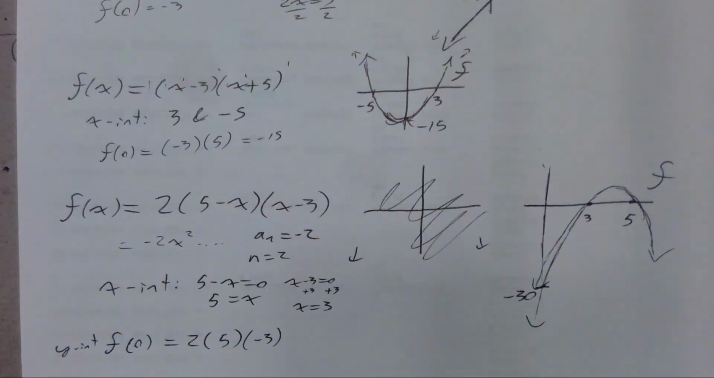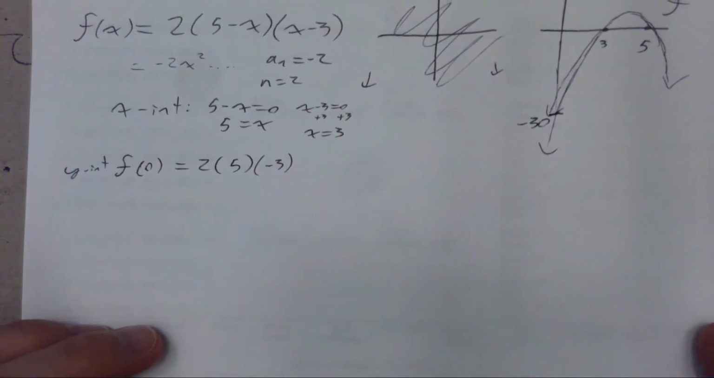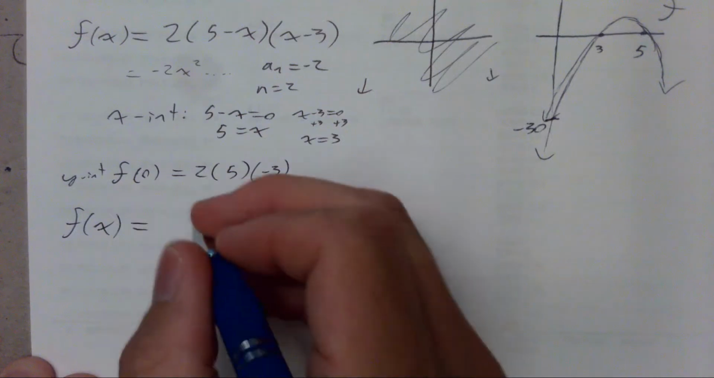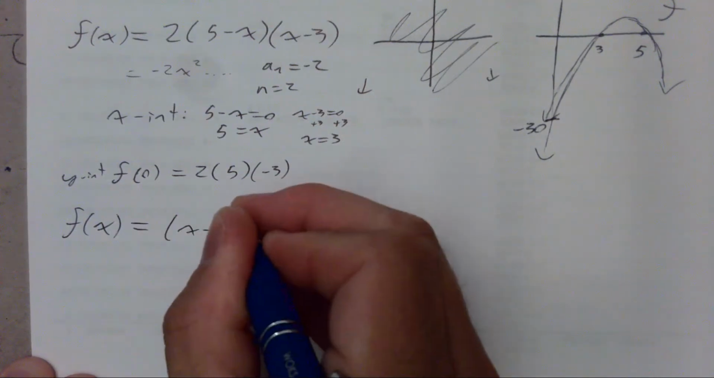That should all be review. There's still a couple more pieces of review here while we get used to factored form. Let's look at f of x equals (x minus 3) all squared.